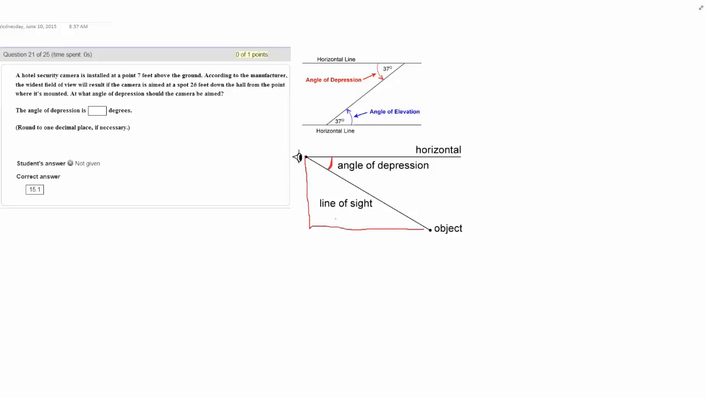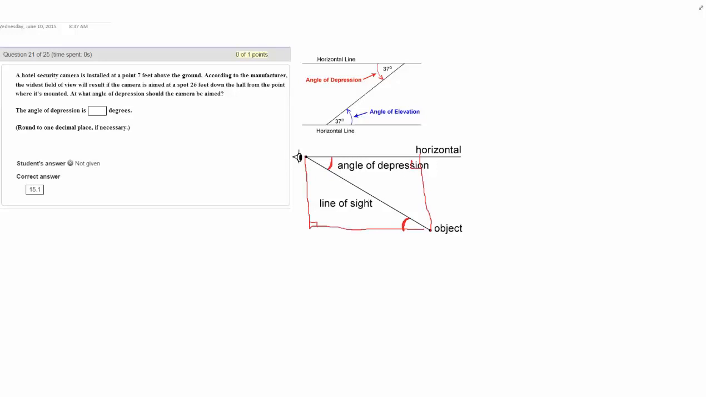And you'll see that the angle of depression is actually not the top angle inside of the right triangle. The angle of depression is equivalent to the angle of elevation. The angle of elevation is the angle that is in the bottom of the triangle, and it's where you're looking from the object up towards something. These angles are equivalent because they are alternate interior angles if you form a rectangle with these two triangles here.